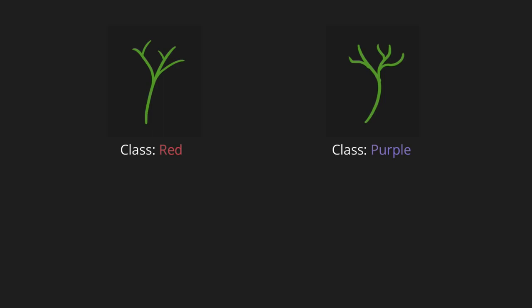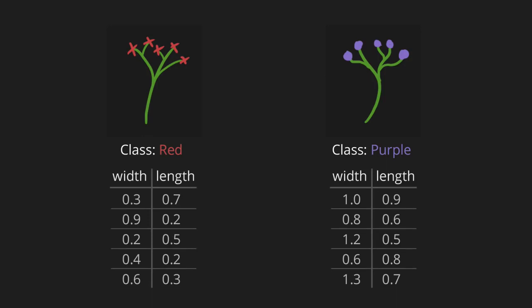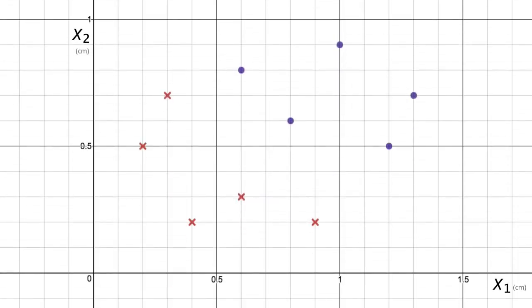Imagine we have two types of plants, one with red flowers, one with purple flowers, and one day we decide to measure the width and length of some of their petals. I'll call these two attributes x1 and x2 for short. Now since we have just two attributes, we can of course plot this data in two dimensions.